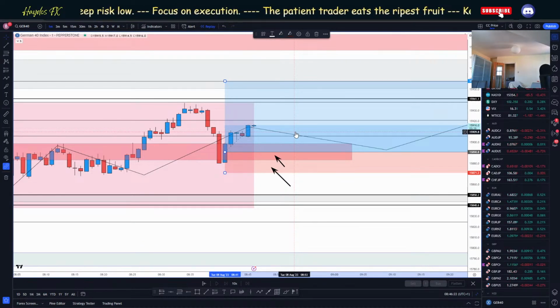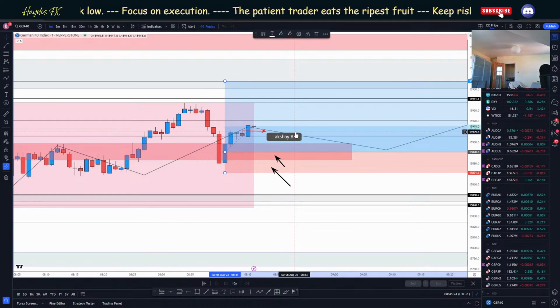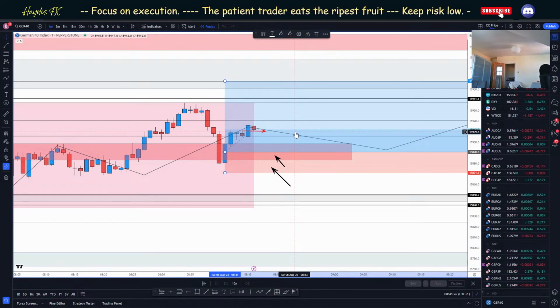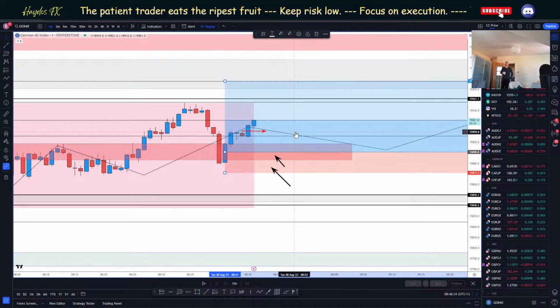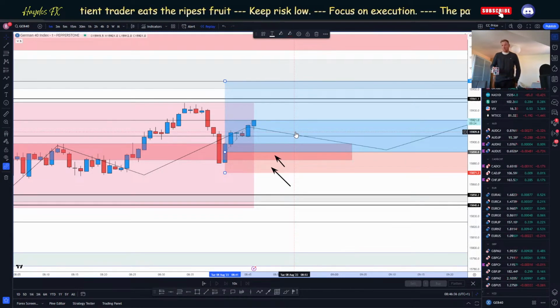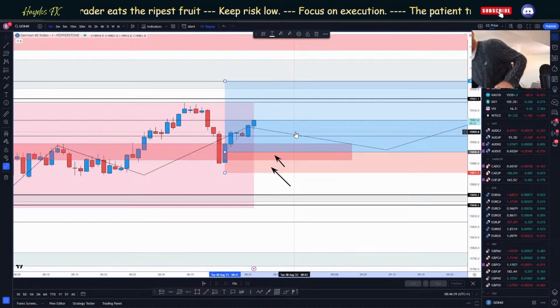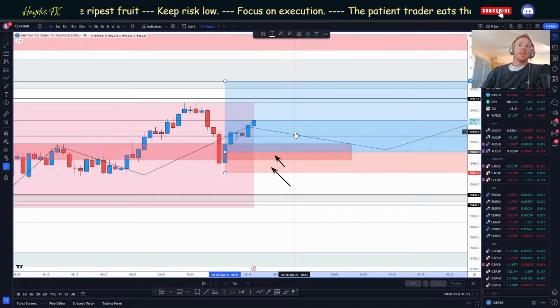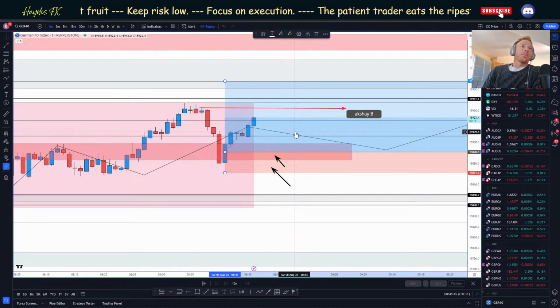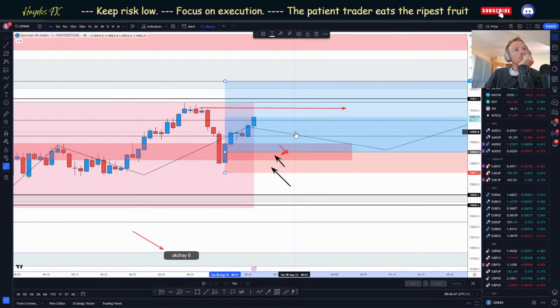Possible pullback can be till here. Okay, nice pullback. Now we can continue pushing to the upside. Make sure to secure some profit around here at least, because this is a late entry. This is not a prime entry at the bottom.